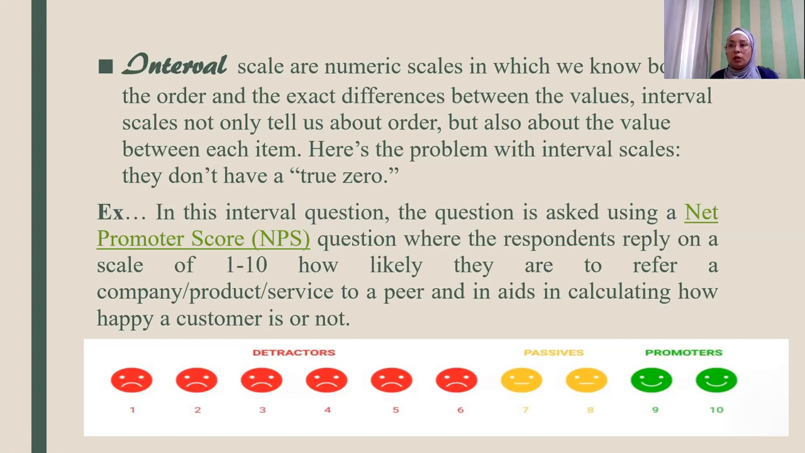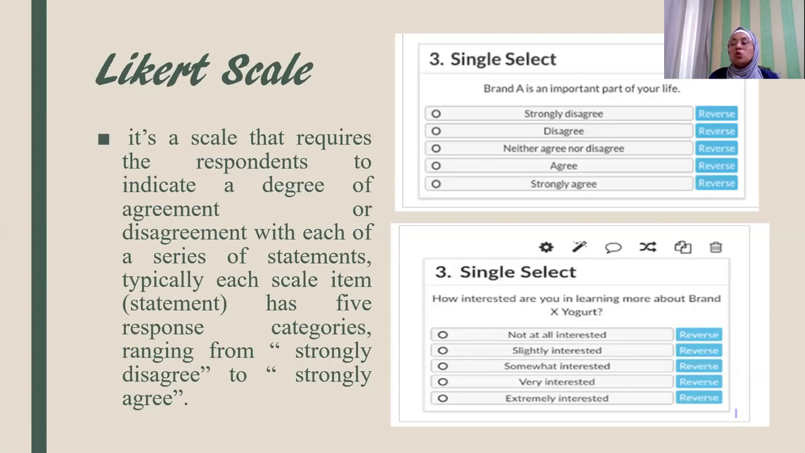Actually I'm going to tell you about two of the most famous scales that are used inside mass communication studies or communication studies, and the marketing studies, of course. The first one is called Likert. Likert is a scale. What does this scale measure? It measures your attitude. It's a scale that measures your attitude toward something.